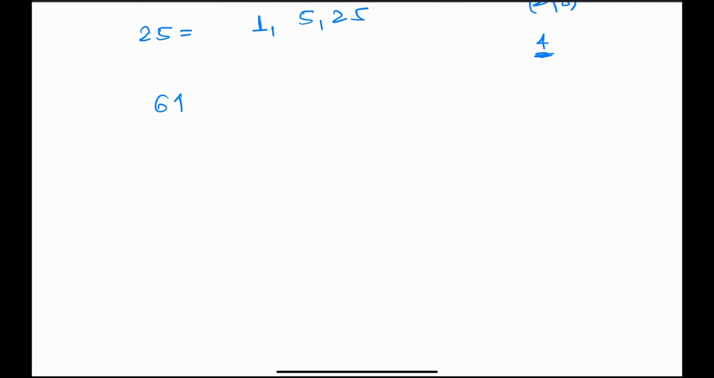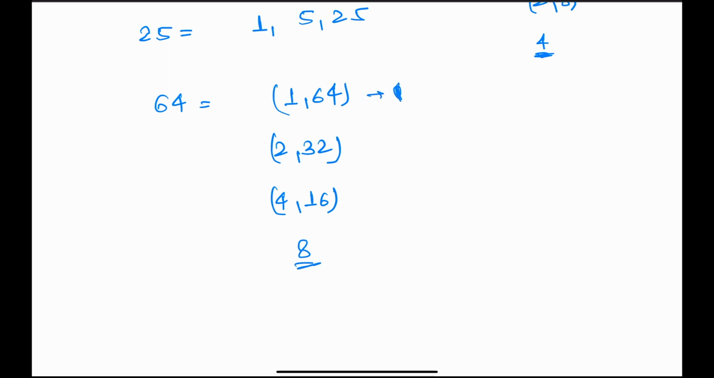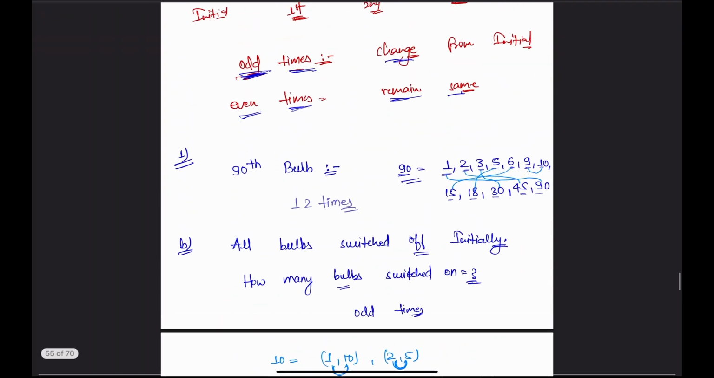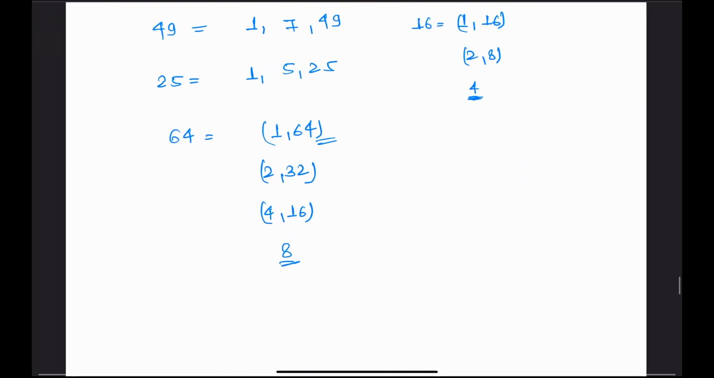This is the condition in every square. Let's take 64. 1, 64, right. 2, 32. 3 won't be divisible. 4, 16. 5 won't be divisible. 6 won't be divisible. 7 won't be divisible. Only 8. So here, the pairs stay the same, but because of this one repeating factor it will be changing.